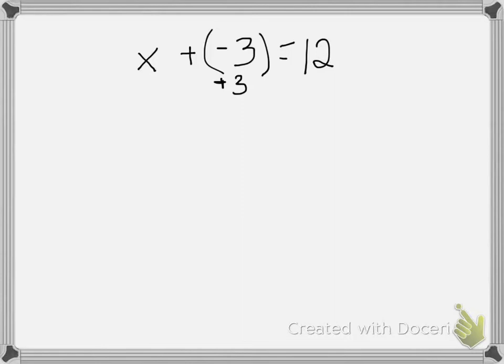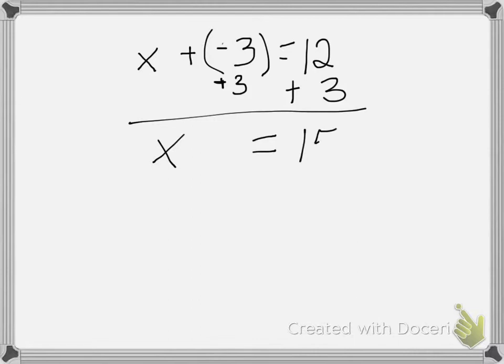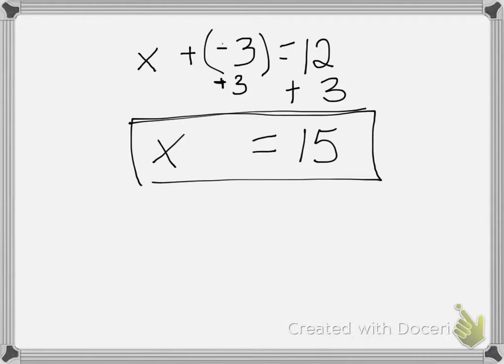That's a little bit confusing because we have plus and negative. But I just ignore this plus sign for a second and focus on the negative 3. How do I get negative 3 to be 0? If I add 3 to negative 3, then it's 0. Whatever I do on one side of the equal sign, I have to also do to the other side. So 12 plus 3 is 15. So I have x equals 15. Okay, let's try another example.